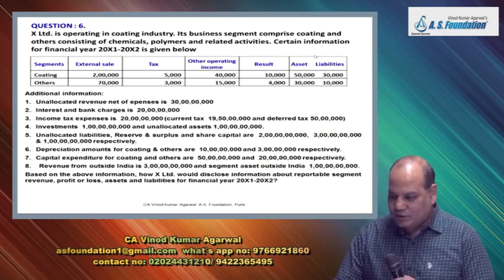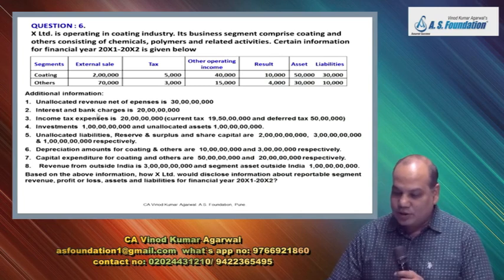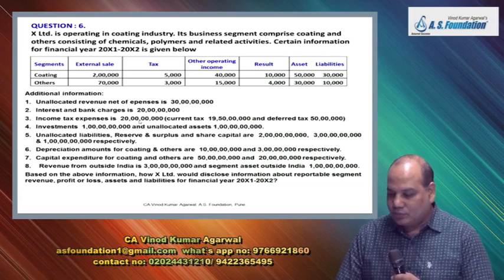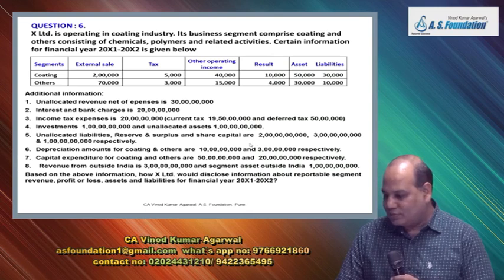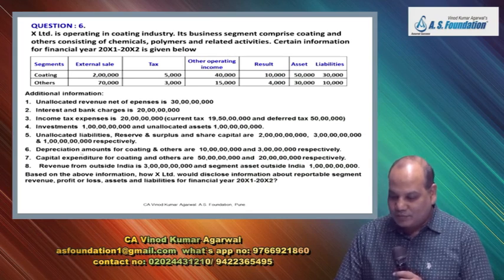Here you write down figures in lakhs. Figures in lakhs is given. Interest and bank charges is rupees 20 crore. Income tax expense is 20 crore. Current tax 19.5 crore. Deferred tax 50 crore. Investment 1 crore and unallocated asset 1 crore. Unallocated liability, reserve and surplus, share capital, etc. are 2 crore, 3 crore, 200 crore, 300 crore, 100 crores respectively.